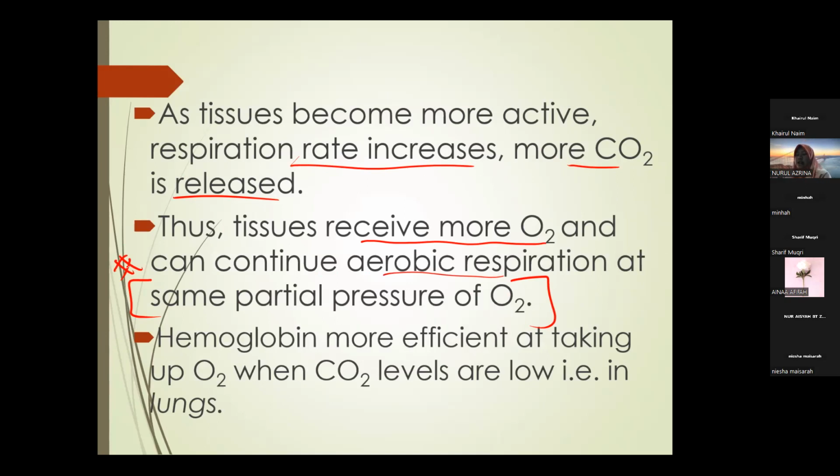Okay, right. So as conclusion, hemoglobin is more efficient in taking up or in loading oxygen, right, when carbon dioxide level is low. For example, in the lung. So in the lung, carbon dioxide level is low, oxygen level is very, very high. So hemoglobin is more efficient in terms of loading the oxygen, okay, in the lung.